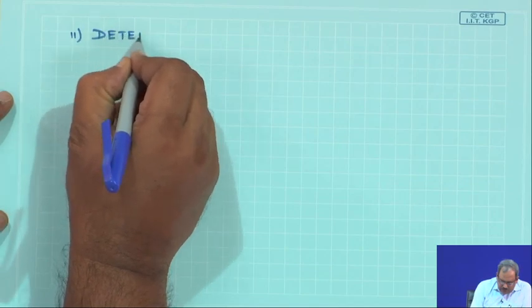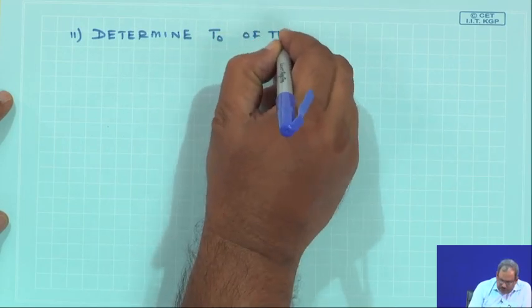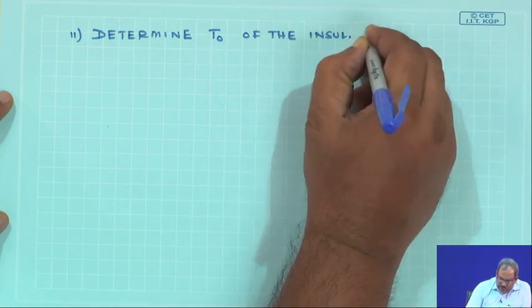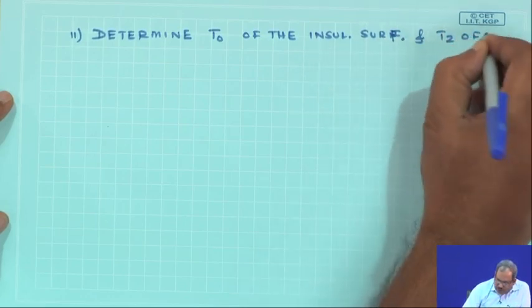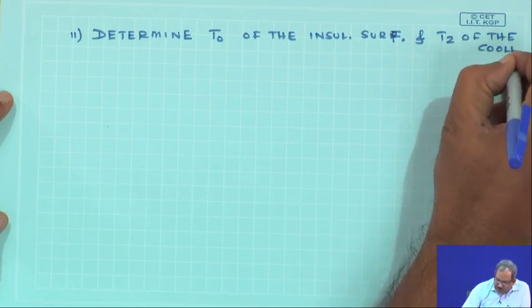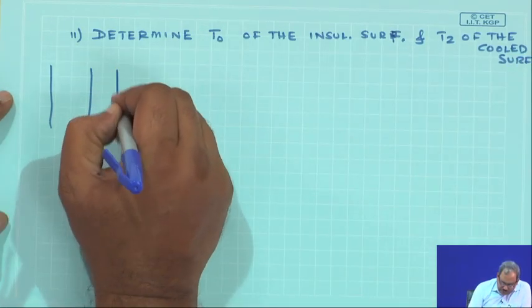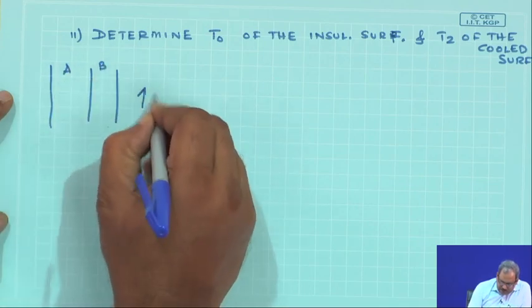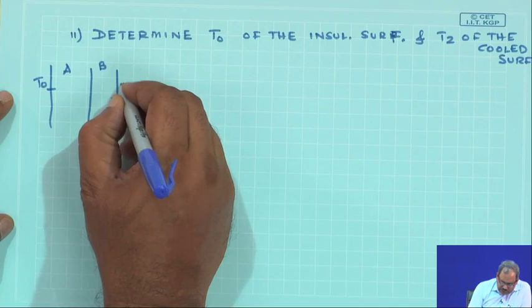Part B of this problem tells us that we need to find out, the part 2 is to find out T0 of the insulated surface and T2 of the cooled surface. So, this is the one. So, this is A, B, and you have a liquid in here. So, this is your T0 and this is your T2.